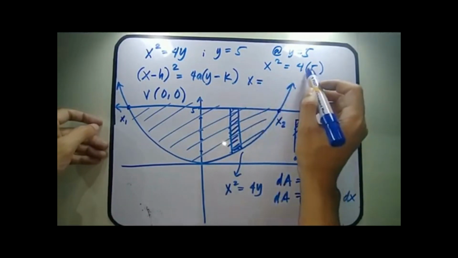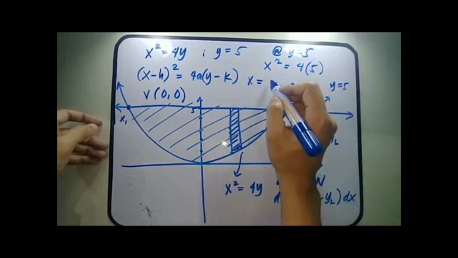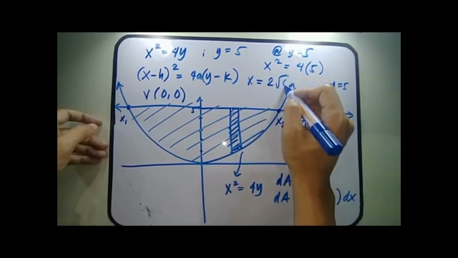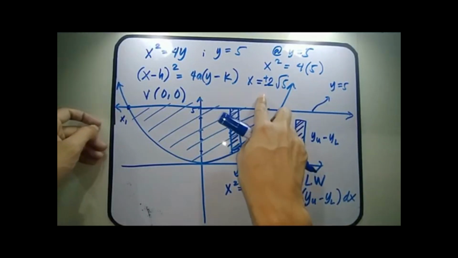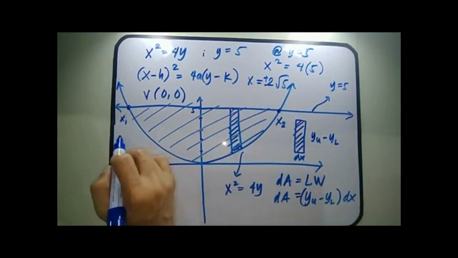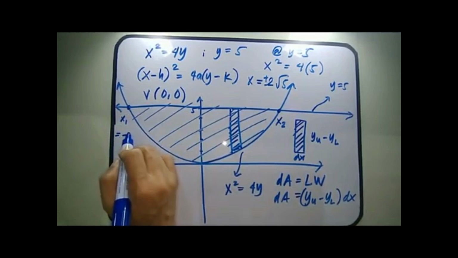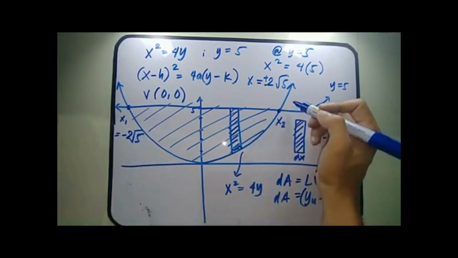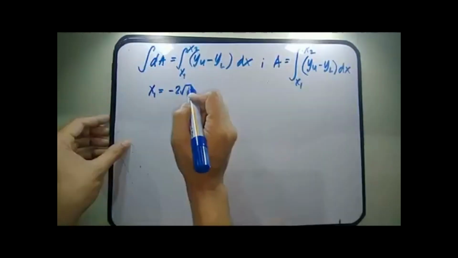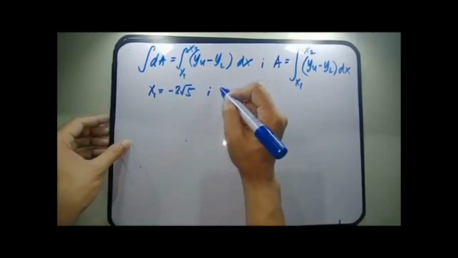So we have here the square root, so it means that it is plus or minus. That is plus or minus 2 square root of 5. So this x sub 1, since it is located there on the left side, is negative 2 square root of 5. So x sub 2 is located on the right side. Therefore, it is 2 square root of 5. That is positive. So x sub 2 is 2 square root of 5.